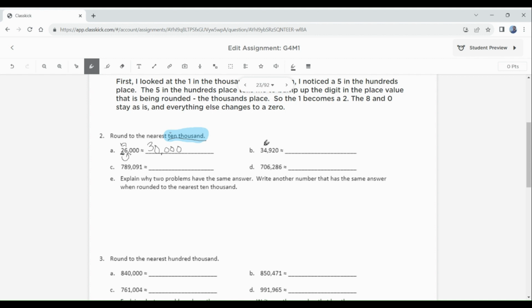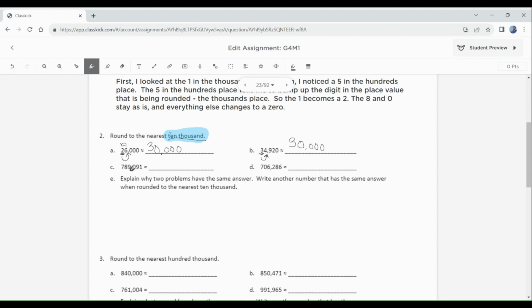Letter B, 34,920. Again, rounding to the nearest 10,000. This 3 is the digit in the 10,000s place, and I peek over at the digit in the place value to the right, which is a 4. Now, 4 or below, we're going to leave this digit in the 10,000s place alone. We're not going to take it down by 1. We're just going to leave it as is. So it's going to stay a 3, and all the other smaller place values change to zeros. So 34,920 rounded to the nearest 10,000 is 30,000.